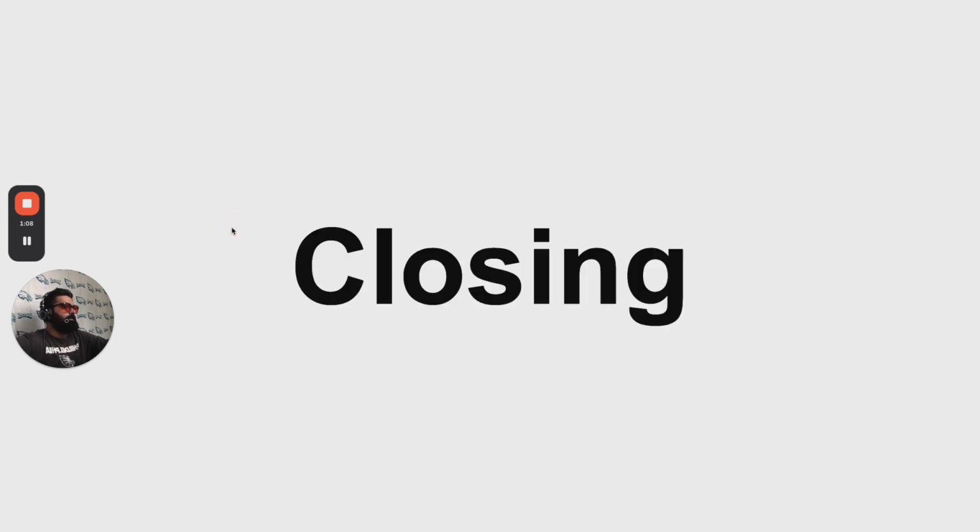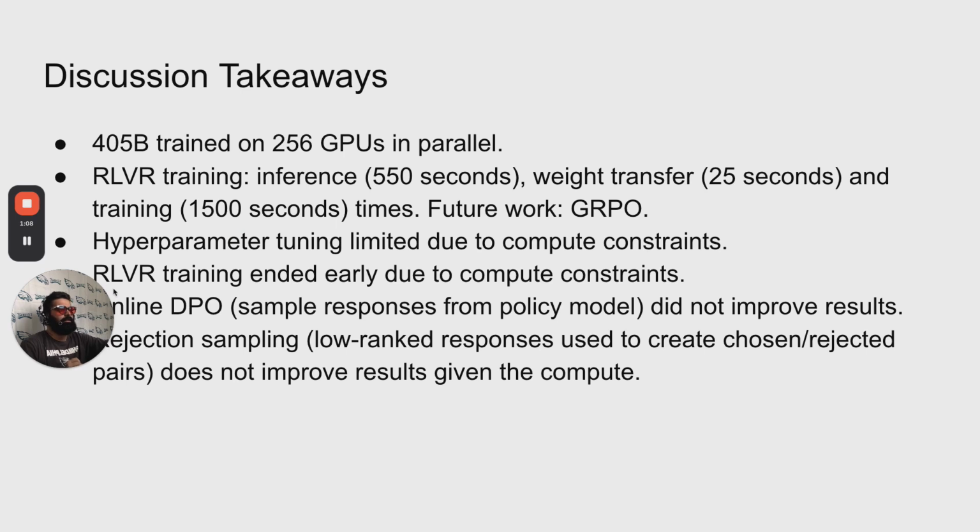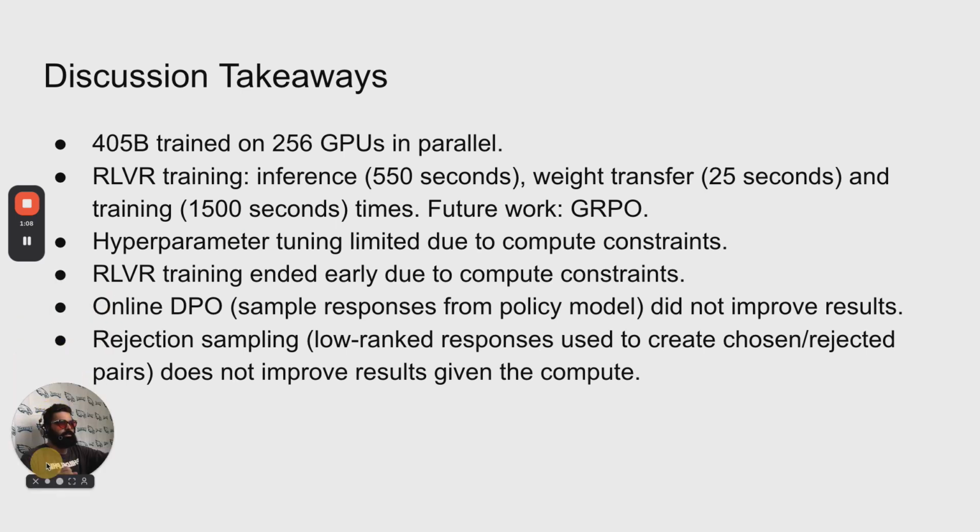All right, let's go to the last section where we're going to do a little bit of highlights from their discussion and conclusion. Here were their discussion takeaways. Their 405 billion model was trained on 256 GPUs in parallel. For RLVR training, the inference step was about 10 minutes, weight transfer was half a minute, and training was about 15 minutes, so 20 to 25 minutes in total.